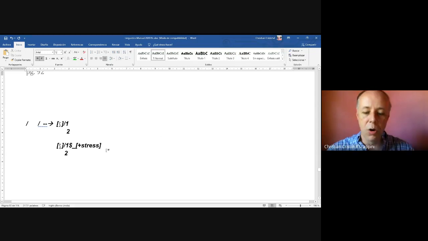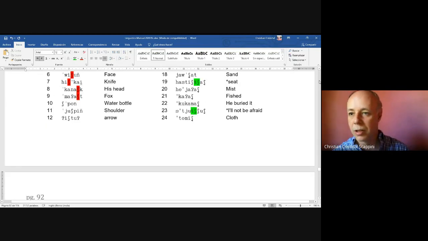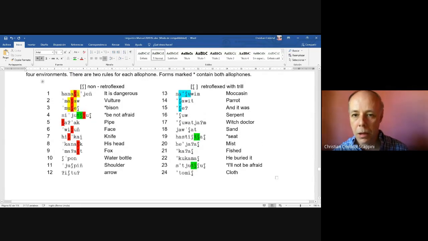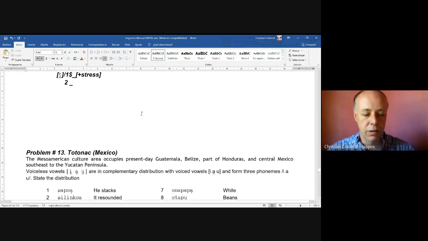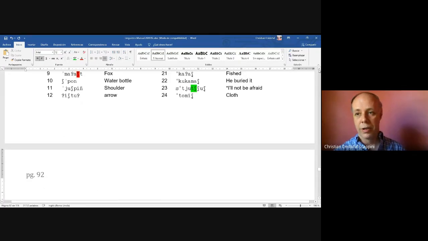And it also occurs in word or syllable final position. Let me see. It occurs in word final position. Okay. So I need to write word final. In word final position, like this. We have found two different rules then for the retroflex one.